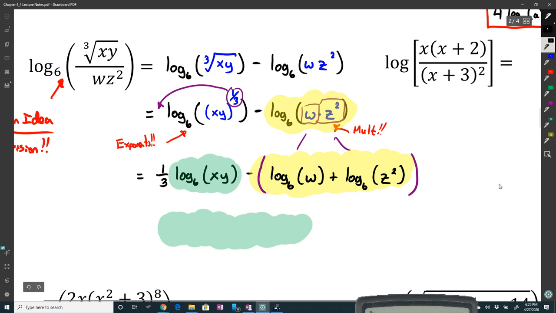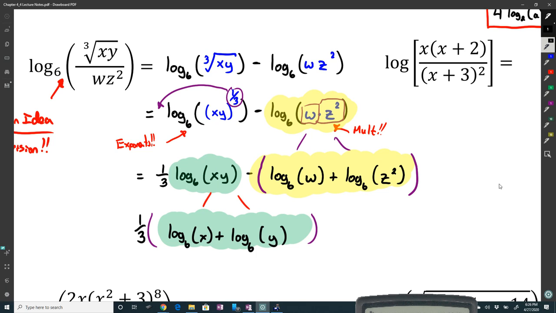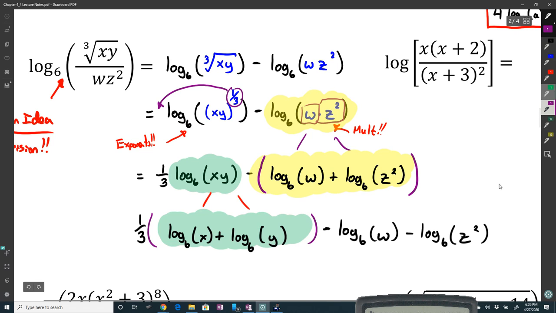So here we have the 1/3 is affecting this whole thing. But notice the main idea is multiplication. So that's going to split up into log base 6 of x plus log base 6 of y. This one, the minus is going to distribute. Minus log base 6 of w minus log base 6 of z squared, because remember the minus distributes.